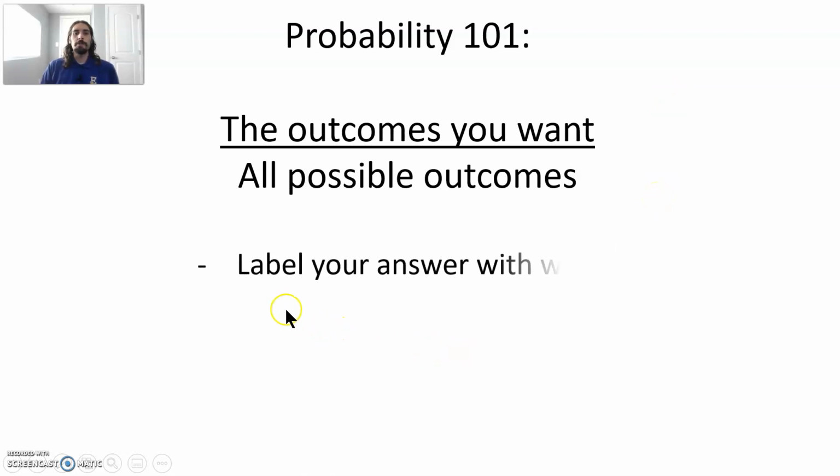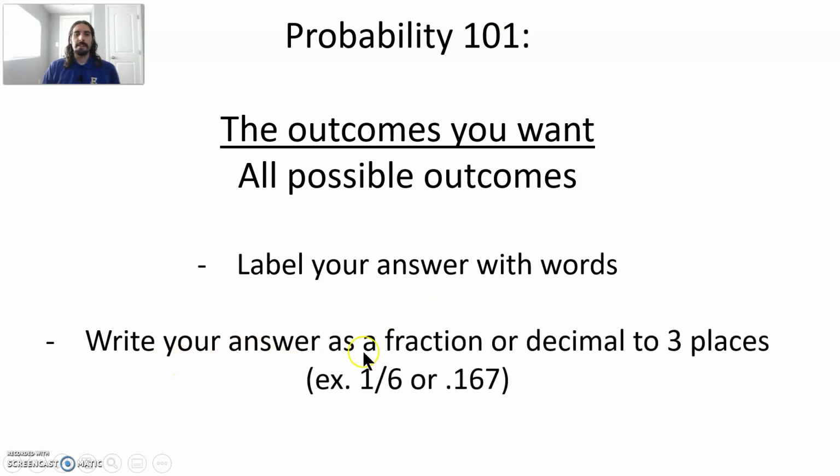Another detail, I want you to label your answer with words. Probabilities a lot of times are just numbers, and we want to make sure our work is clear. So you want to label your numbers with words. And then finally, you may write your answer as a fraction or a decimal to 3 places. So for example, 1 out of 6, or as a decimal 0.167. As a general rule, we do not care which way you write your answer, whether you prefer a fraction or a decimal, but you should be comfortable with both.